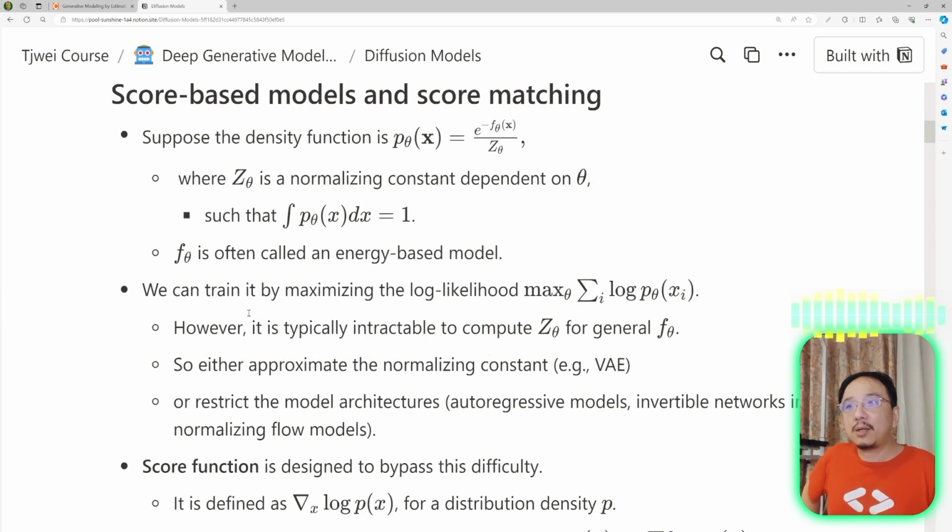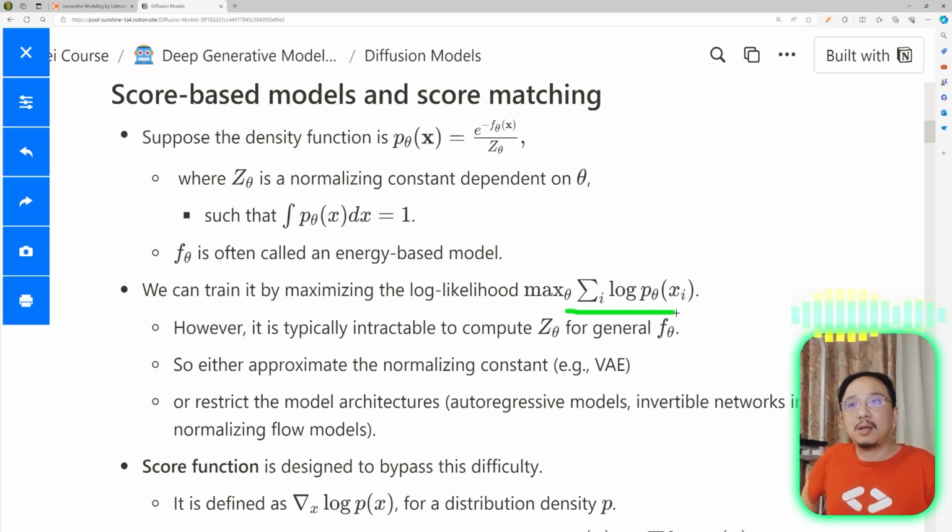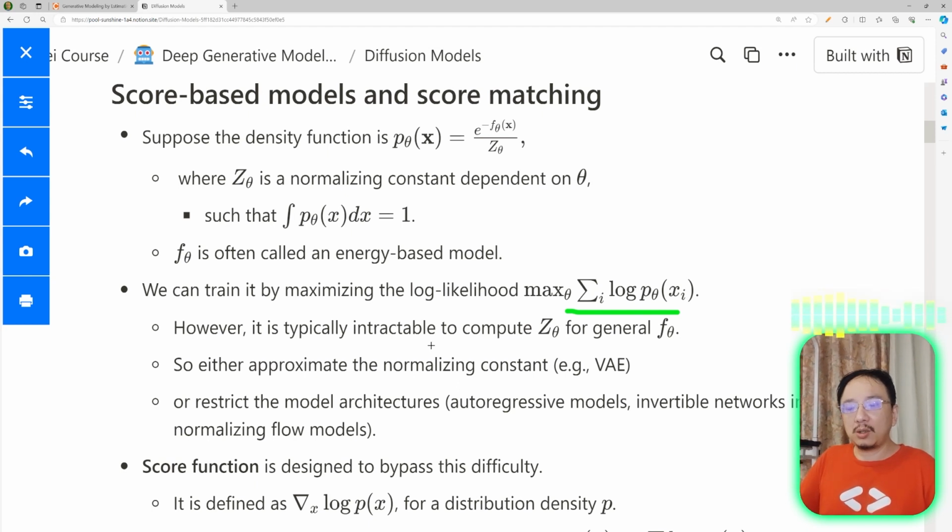We can train it by maximizing the log likelihood, and because we have the exponential here, the log works nicely. However, because we still cannot get rid of the z theta, computing z theta is very, very difficult. It is actually intractable, just like what we discussed when we talked about the variational autoencoder, because we have to do integration over the whole space. The space is too big.